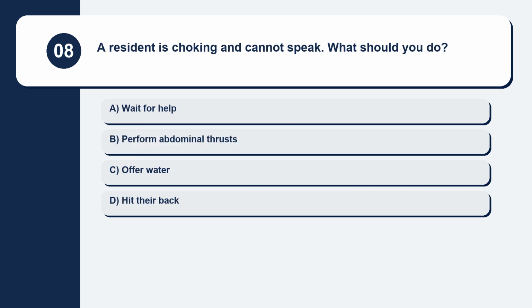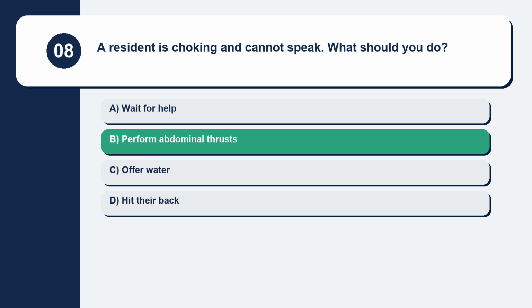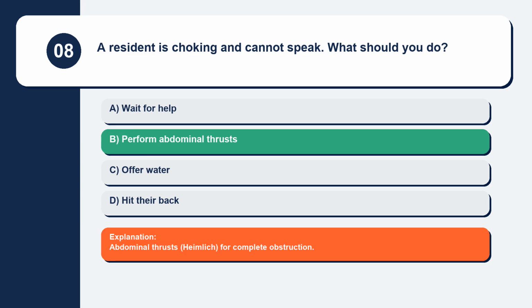Question 8. A resident is choking and cannot speak. What should you do? Wait for help, perform abdominal thrusts, offer water, hit their back. Abdominal thrusts, Heimlich for complete obstruction.